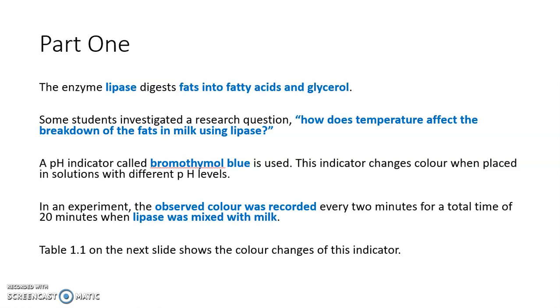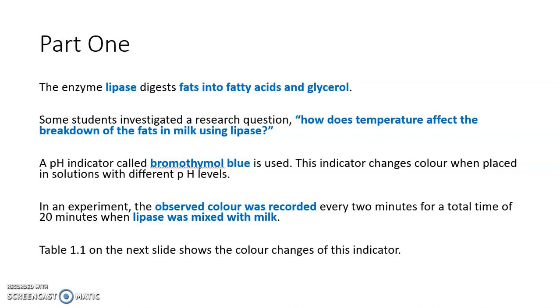Now, to do this, the students used an indicator called bromothymol blue. And this indicator will change its color depending on the pH of the solution in which it's placed. So bromothymol blue will change color, and that indicates to you what the pH of that solution is going to be.